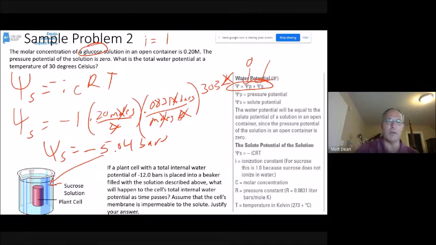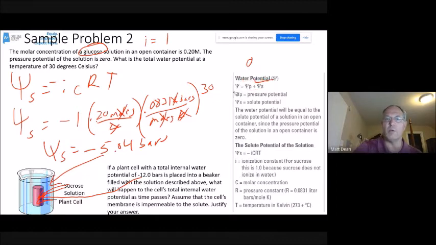In this case, the water potential inside the cell is -12. And we want to know what will happen to the cell's total internal water potential as time passes. Well, before we answer that, we've got to figure out what happens with water. Does water move in or out? And remember that water always moves from higher water potential areas to lower water potential areas. So water's going to move in. So this cell is going to gain more and more water.